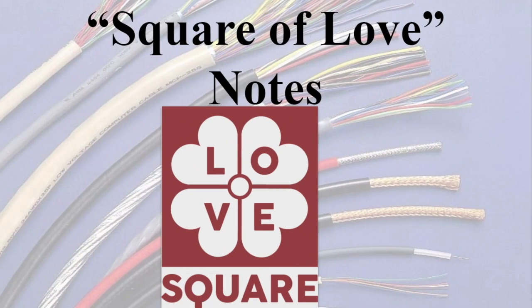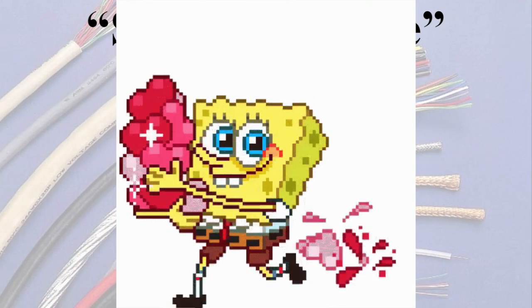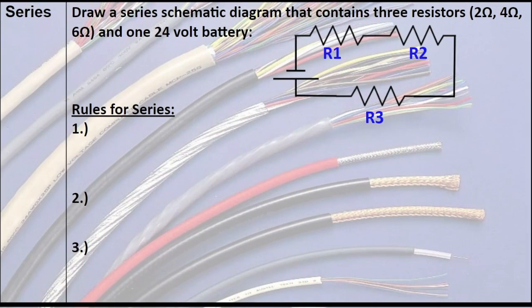Alrighty, let's go ahead and get started with our square of love notes. These notes are going to help us figure out how to solve for certain values within circuits. Those could be series circuits or parallel circuits where there are more than one resistor. And the first one we're going to start off with is this series circuit above.